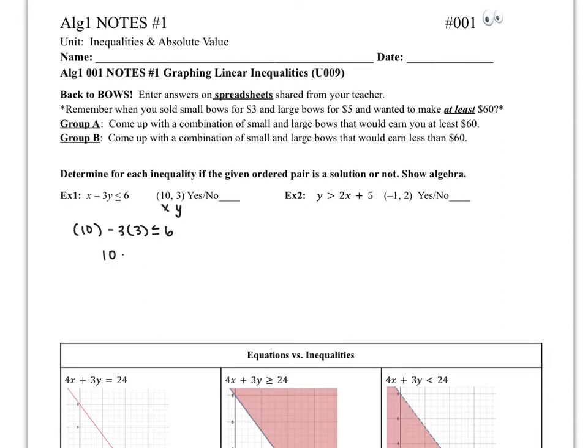6. So I end up with 10 minus 9 is less than or equal to 6. 10 minus 9 is 1, and I can see that 1 is in fact less than or equal to 6. So that means that when I replaced x and y into my inequality, it created a true statement, which means yes, this is a solution.